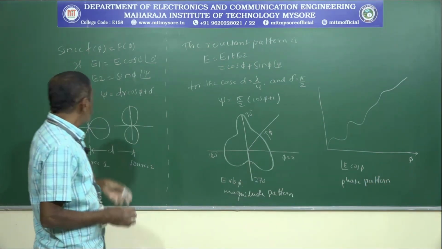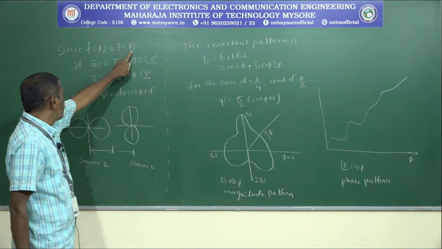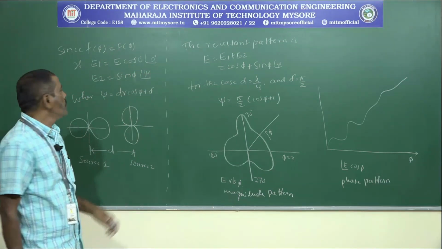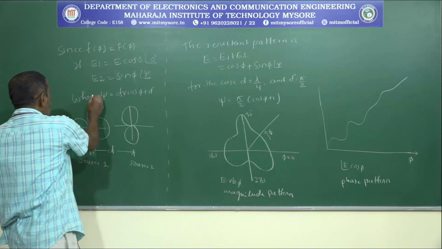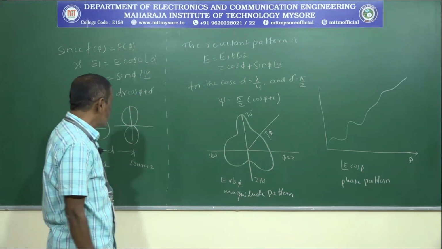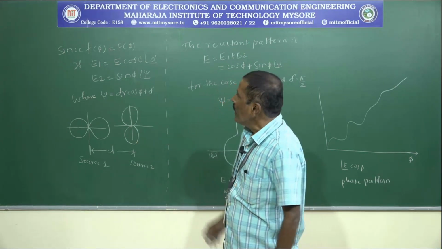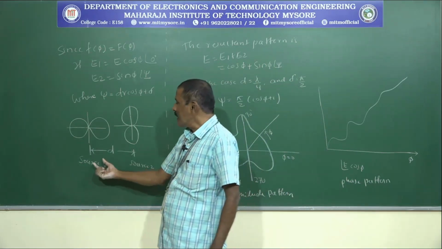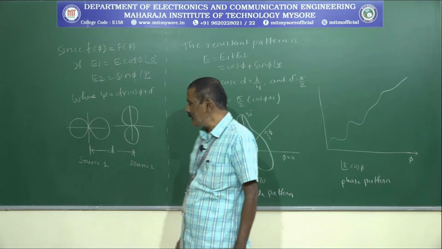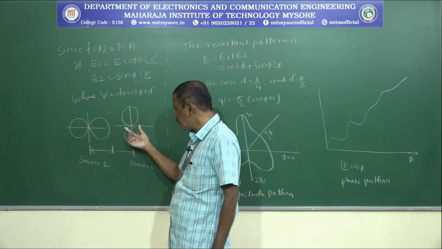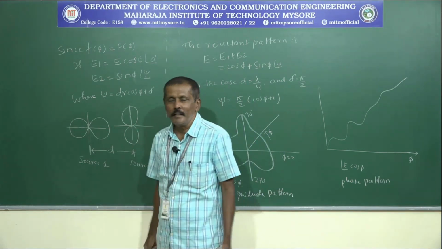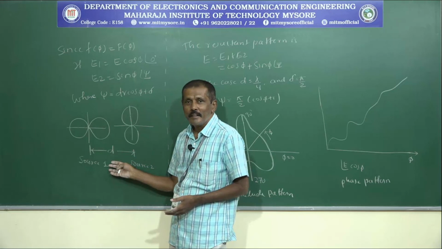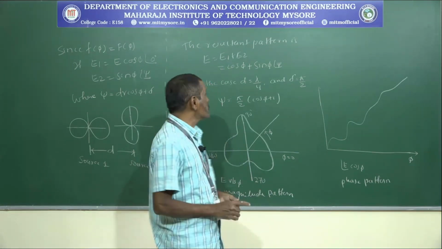Since F of phi is equal to f of phi, E1 equals E cos phi at an angle of 0 degrees and E2 is equal to sin phi at an angle of psi, where psi is equal to dr cos phi plus delta. Now, as the two sources are dissimilar, the radiation pattern produced by source 1 is like this, and the radiation pattern produced by source 2 is like this, and these two are separated by a distance d, and we are calculating the resultant field produced by such two dissimilar sources.